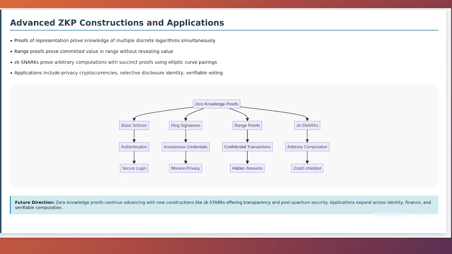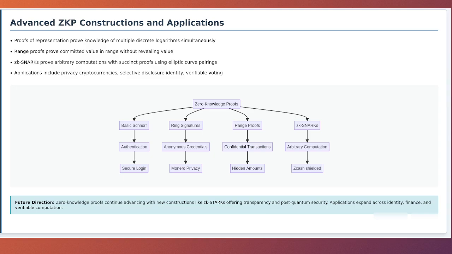zk-SNARKs, zero-knowledge succinct non-interactive arguments of knowledge, are a powerful class of proofs that can prove arbitrary computational statements. They allow proving statements such as, I know a secret input x such that some complex function f of x equals a public output y. The proof is succinct, meaning very small, typically a few hundred bytes, regardless of the complexity of f. The proof is non-interactive and can be verified very quickly.